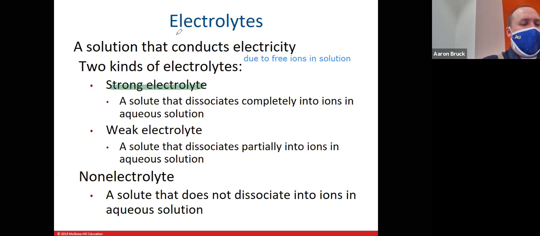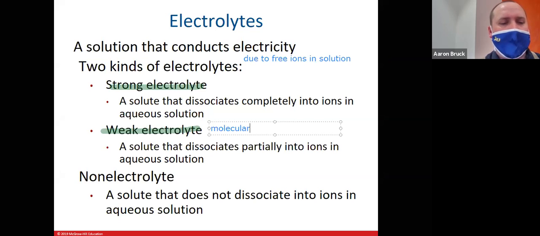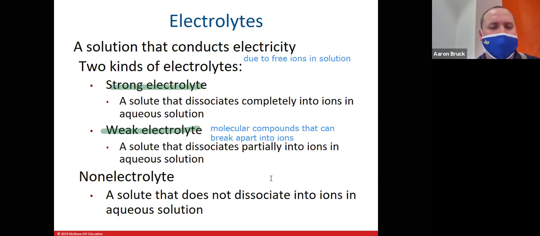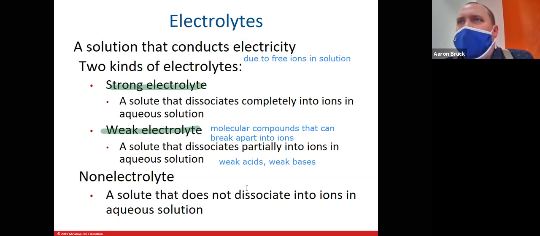Weak electrolytes, on the other hand, still conduct electricity, not nearly as well. And this comes primarily from what we would call a partial dissociation. Now, weak electrolytes tend to be molecular compounds that can break apart into ions. In particular, we are talking about things like weak acids and weak bases in this category. And the reason for their weak nature is because of their molecular character.